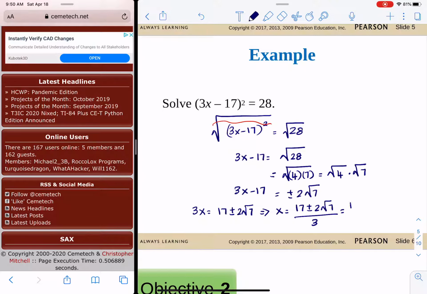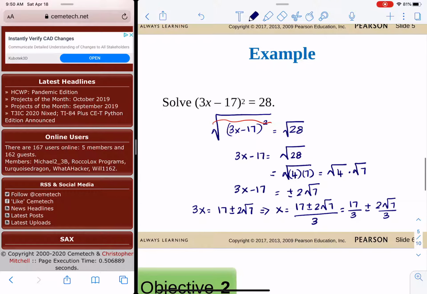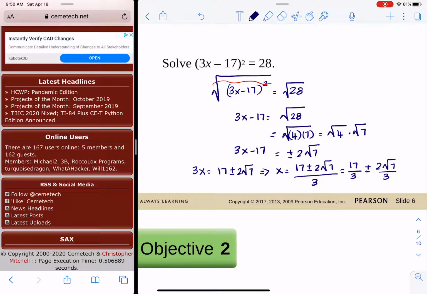Since we have a common denominator, we can write it as 17 over 3 plus or minus 2 root 7 over 3. So the two solutions are x is equal to 17 over 3 plus 2 root 7 over 3, and 17 minus 2 root 7 over 3.